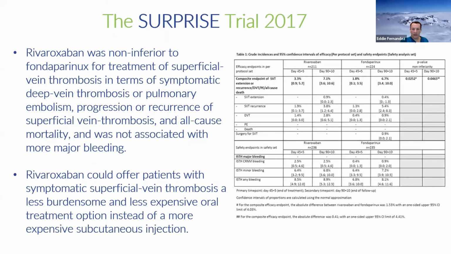So what the SURPRISE trial really tells us is that rivaroxaban is not inferior to fondaparinux for the treatment of SVTs in terms of symptomatic deep vein thrombosis or pulmonary embolism. And it helps progression and recurrence of superficial venous thrombosis and all-cause mortality, right? It's just another tool in our armamentarium. It is better covered. It is a pill form, more easily administered. So that's really the key point out of this trial.